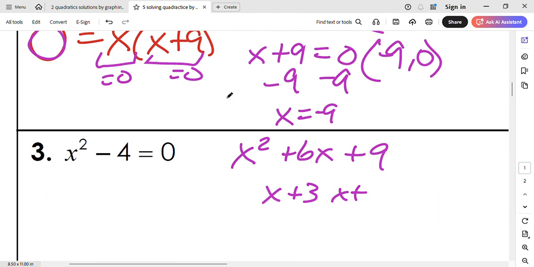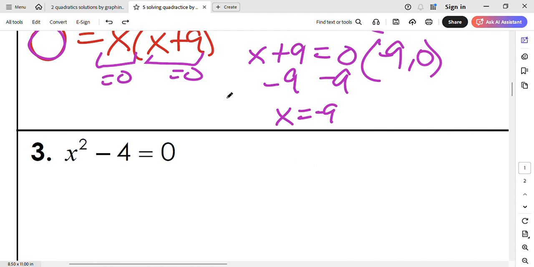Okay, let's do another one. Should I try to find one that's AC factoring for you?